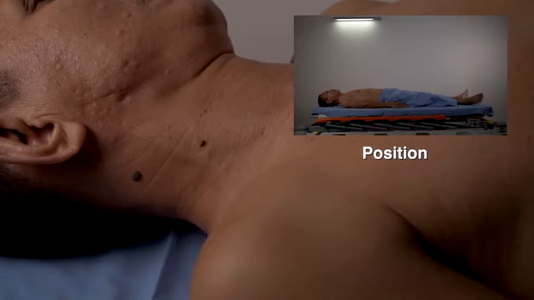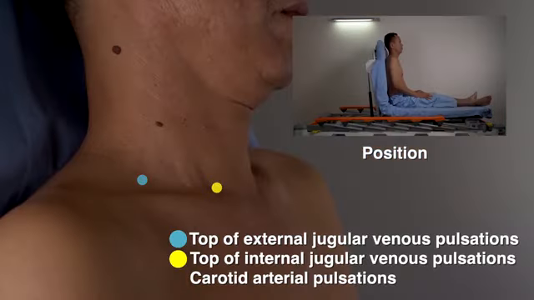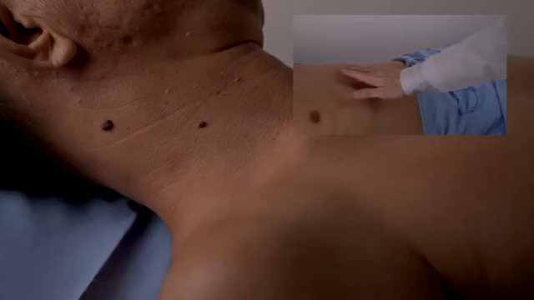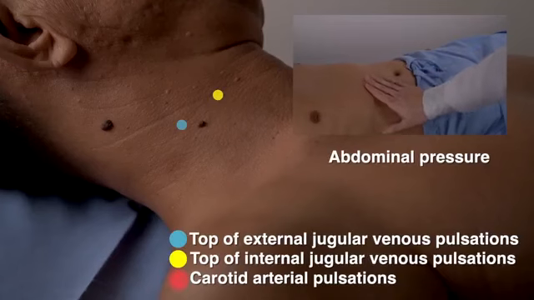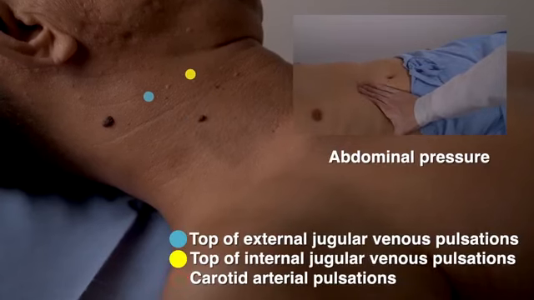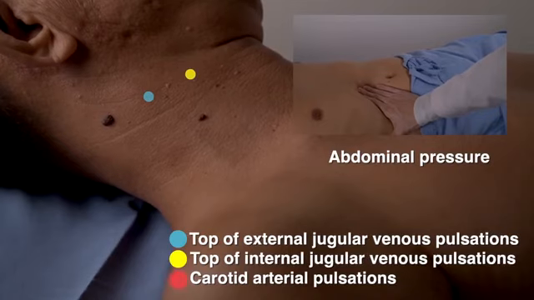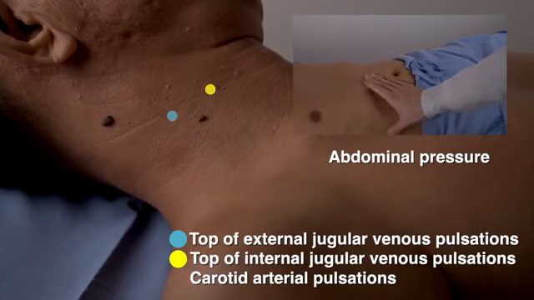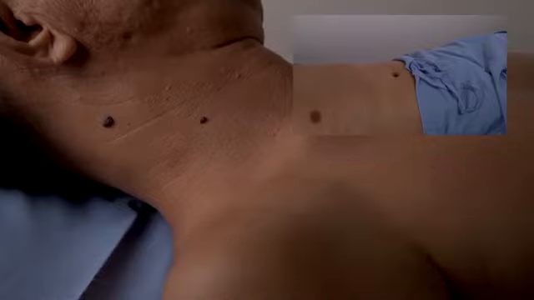Similarly, when the patient is sitting up, jugular venous pulsations decrease in the neck, whereas carotid arterial pulsations do not change. When the abdominal pressure is increased, jugular venous pulsations become more prominent and move higher in the neck, whereas carotid arterial pulsations do not change.